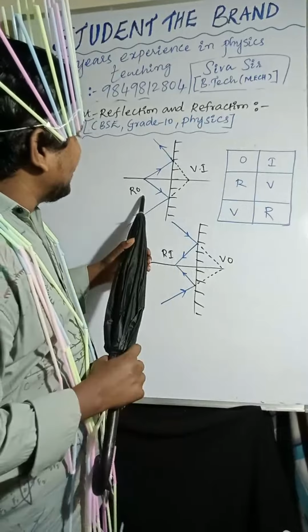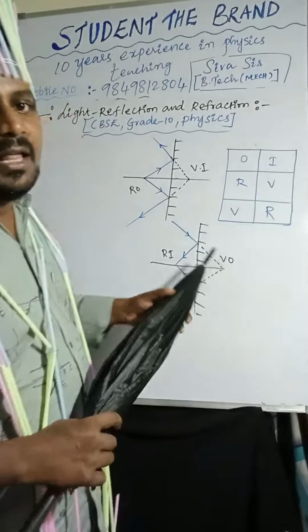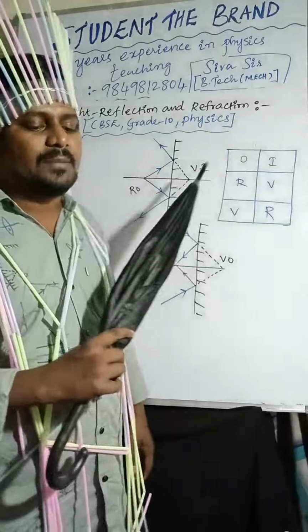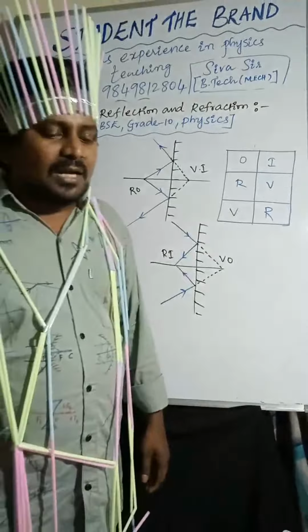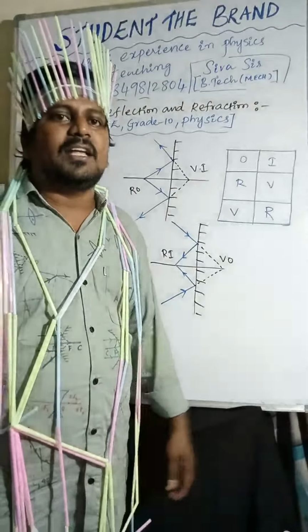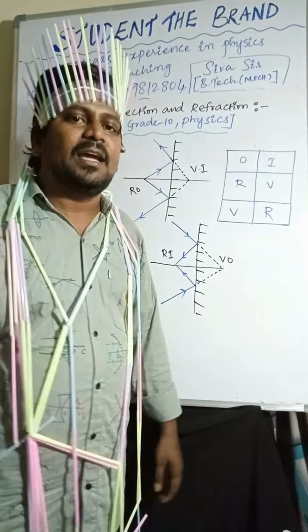Object is real, image is virtual. Object is virtual, image is real. So this is about virtual object and real image.